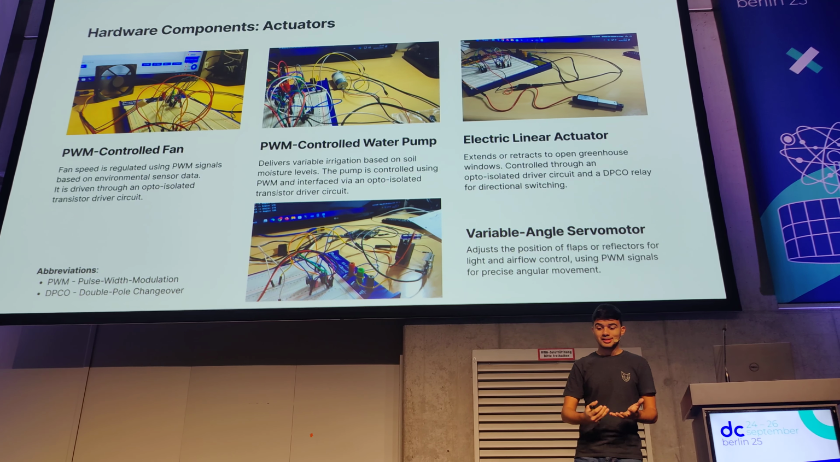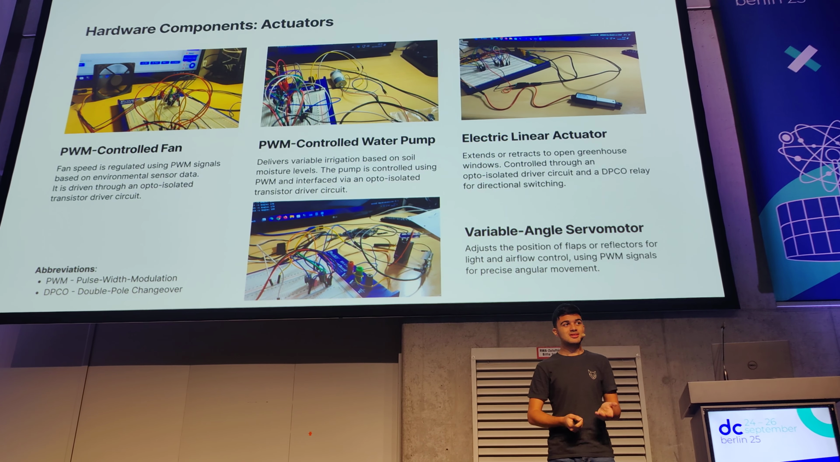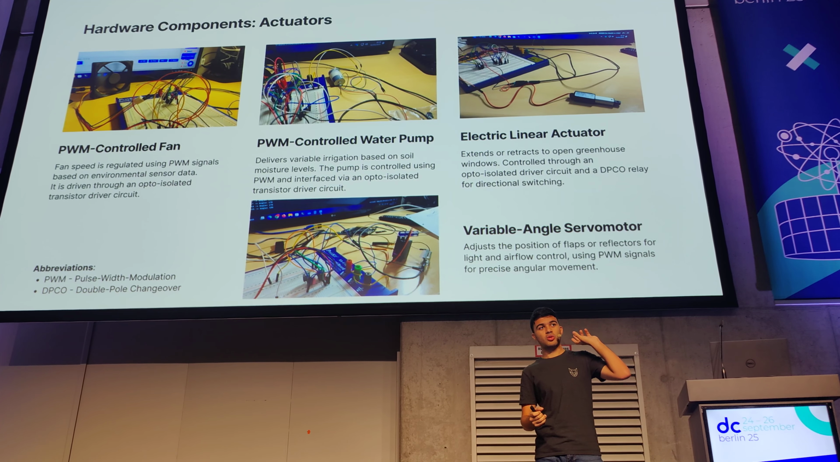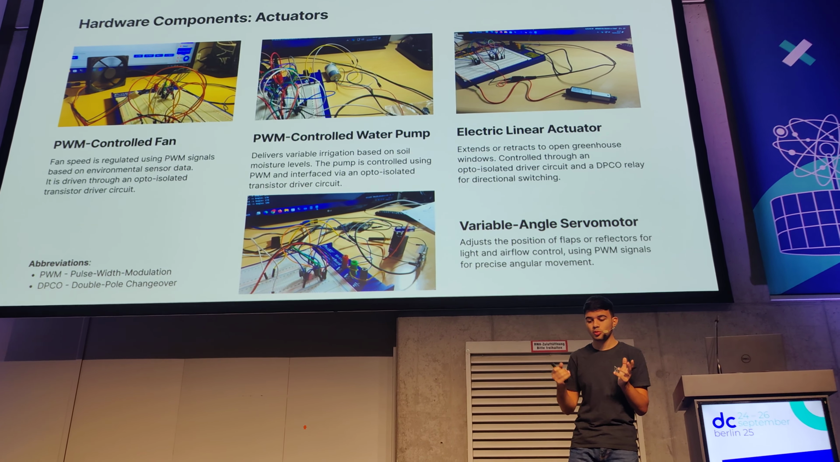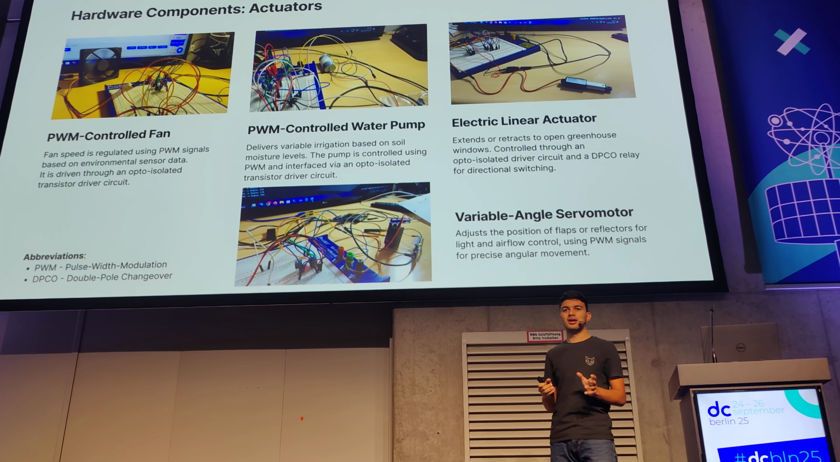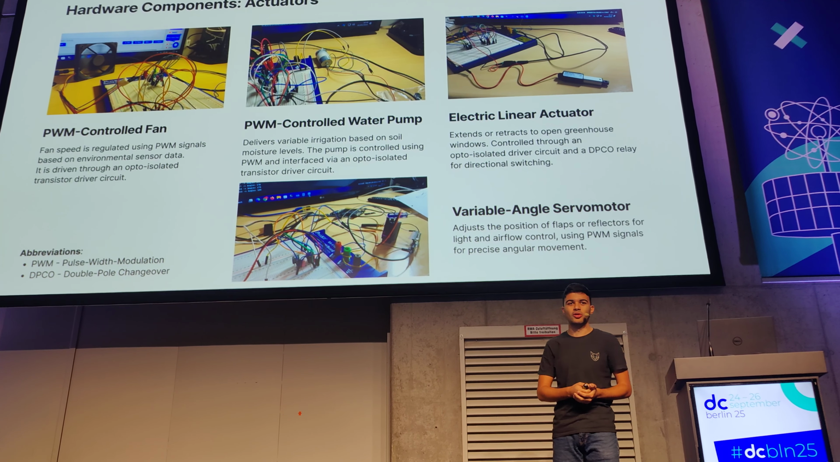With water, a pump is important, so if we have a threshold of 20% of moisture, we just trigger this pump and it will automatically water our crops accordingly.